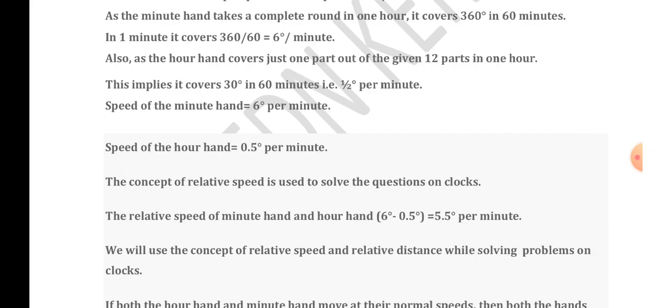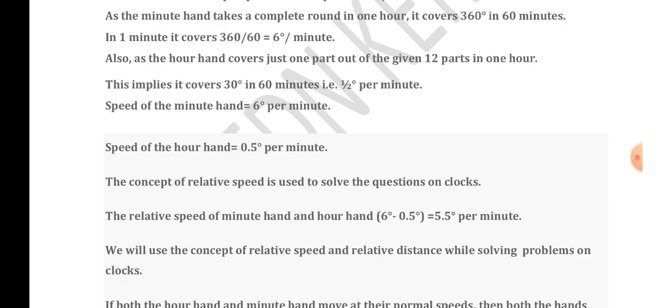The speed of the minute hand is 6 degrees per minute. We have already seen it. That means the speed of the minute hand is 6 degrees per minute, but in that same time, the hour hand moves 0.5 degrees per minute. That means half a degree per minute.